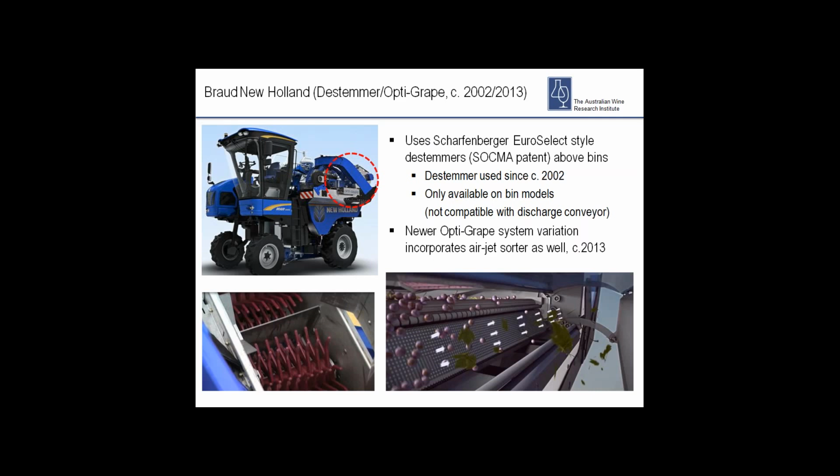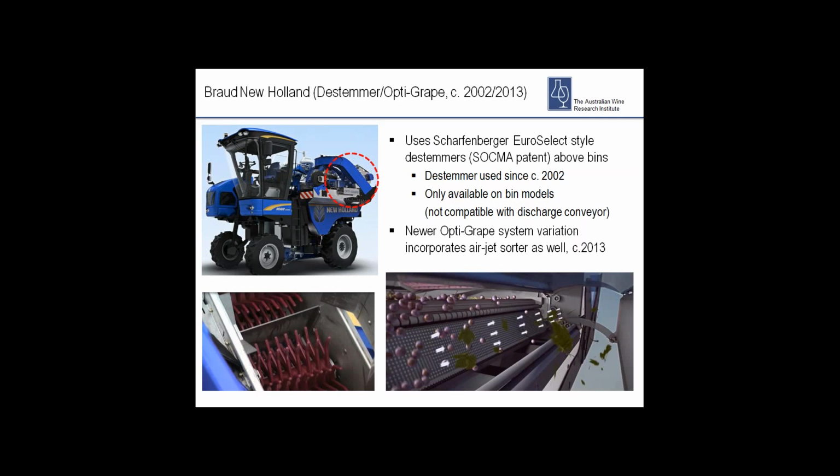Braud New Holland has offered a version of the Scharfenberger Euro Select style destemmer on its machine harvesters since around 2002. These are mounted above the onboard grape bins. Studies at the time, shortly after they were released, showed that the removal of vegetal matter using this system was similar or better than standard machine harvesting followed by use of a rotary destemmer at a winery. There was slightly more juicing when using the onboard destemmer than not.